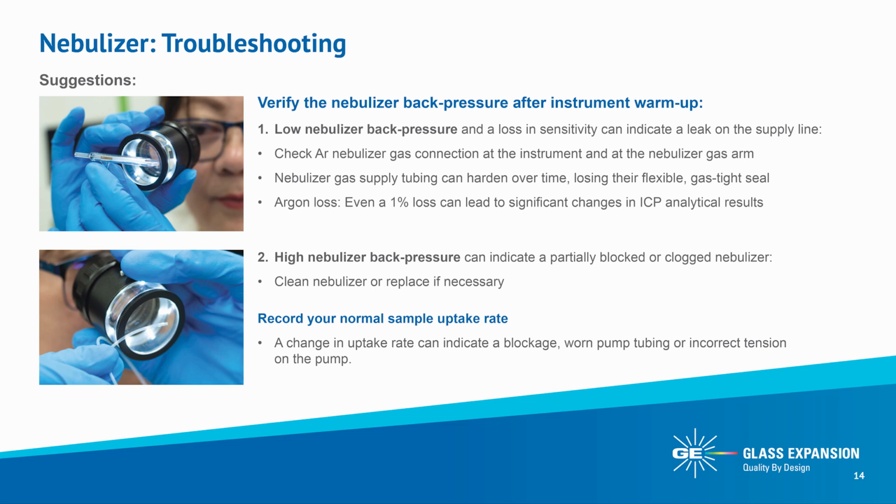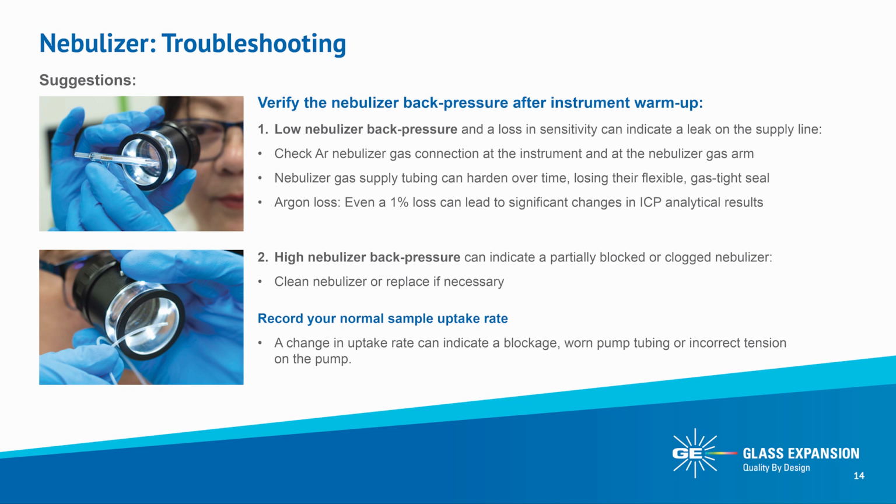Before we talk about maintenance, let's see how to spot issues with your nebulizer, which can save time when troubleshooting. Many ICP instruments now have a software feature that monitors nebulizer back pressure. It's a good idea to record the back pressure once your instrument has warmed up. This helps you to quickly spot if the back pressure is too high or low. Glass Expansion direct connect concentric nebulizers work best around 40 psi.